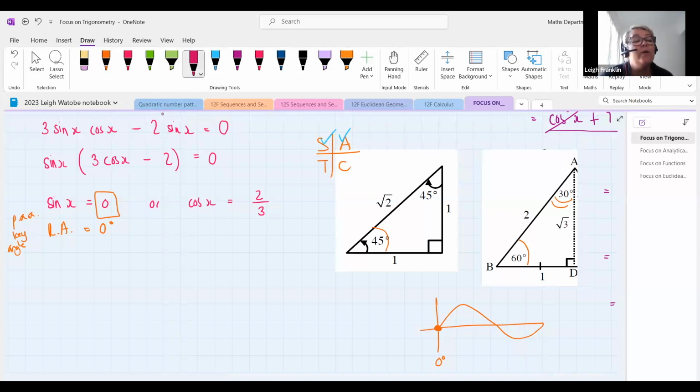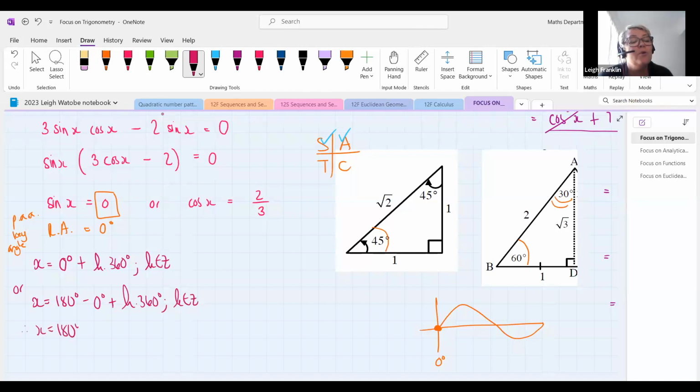In quadrant 1, we write x, our angle, is equal to our reference angle, or PAA, which is 0 degrees, plus k times 360. K is an element of the integers. In quadrant 2, we have x equals 180 minus our PAA or RA or key angle plus k times 360. K is an element of the integers. So that means that x would be equal to 180 plus k times 360. K is an element of the integers.